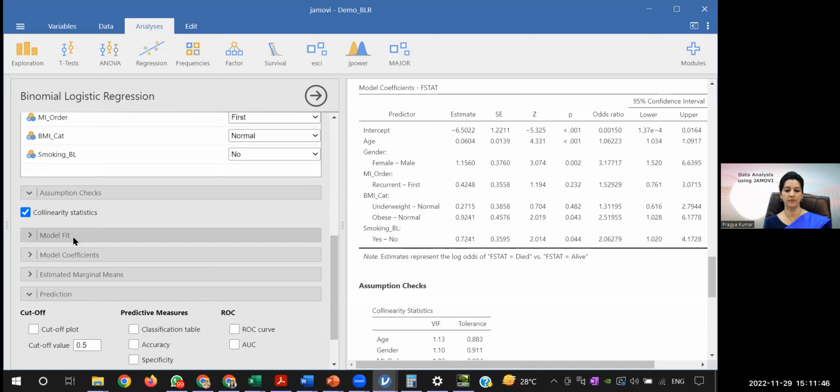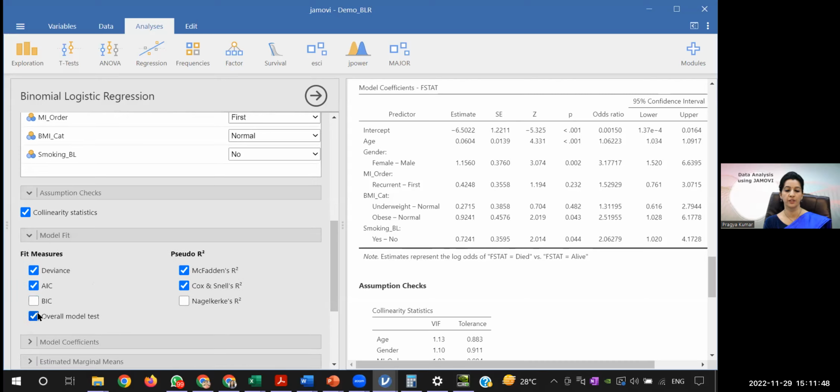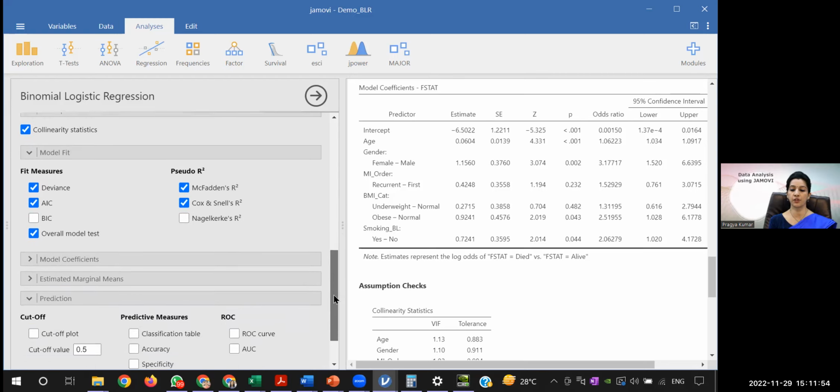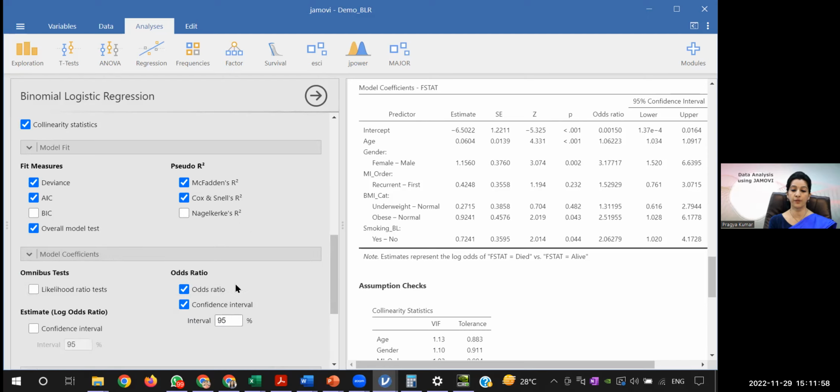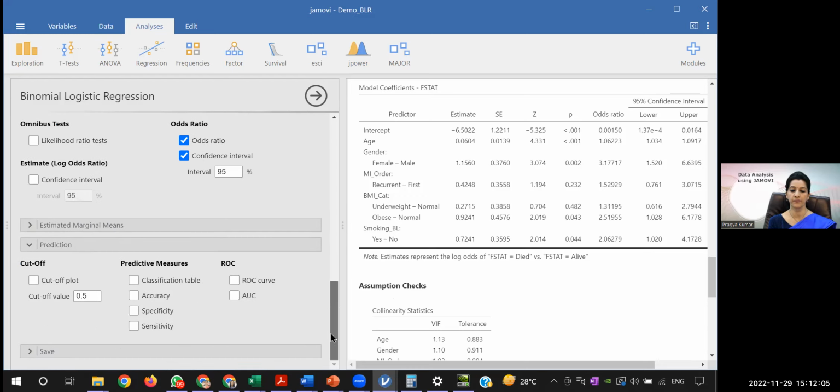So you go to this model fit, you click on this overall model test. If it is significant, then you say that the variables you have made and that R square are significant. In the model coefficients, this odds ratio is not clicked, so you need to click it, and the confidence interval also. And in prediction, you will see that cutoff. Again, you have these options of ROC here also, but I'm not telling you those right now.